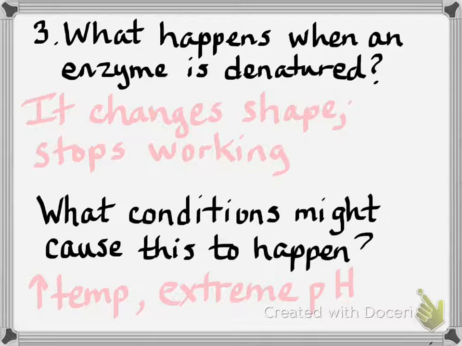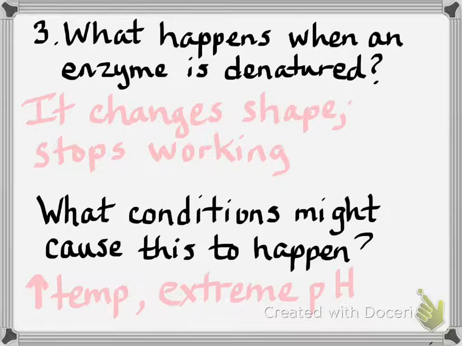So I have 2 things listed here. What do I mean by this upward arrow temperature? What does that mean? Really high temperatures. High temperatures are bad for enzymes. And then really low pHs like acids or really high pHs like bases, bad for enzymes. It will denature them. And again, that means changes its 3-dimensional shape.